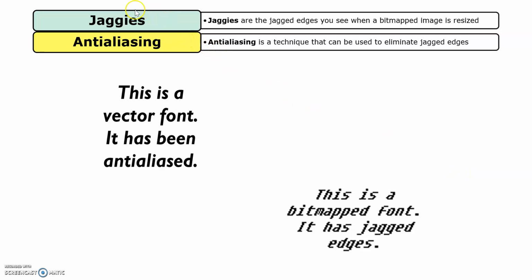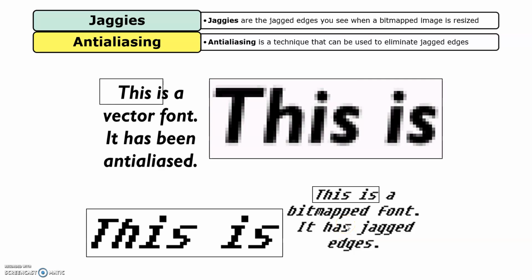What are jaggies? Jaggies are the jagged edges you see when a bitmap image is resized. This is the example. Anti-aliasing is a technique that can be used to eliminate jagged edges.